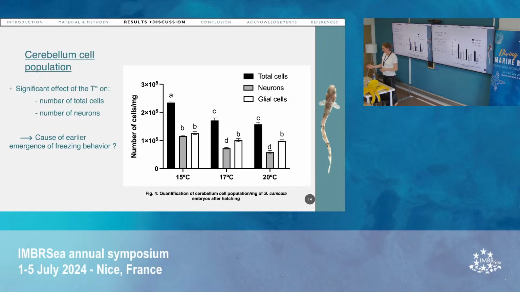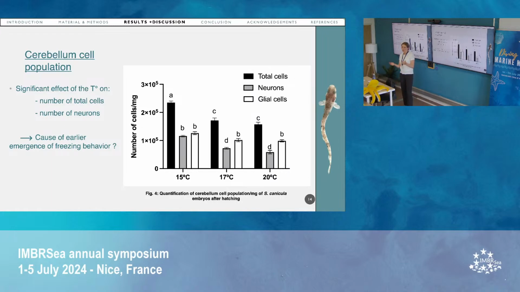However, when we looked at the cerebellum to assess the impact of temperature on the central nervous system, we clearly see that animals incubated at higher temperature, so 17 and 20 degrees, had a significantly lower total number of cells in their cerebellum. It's here, and that can be explained by the decrease of neurons, because the glial cells in white, the non-neuronal cells, remain the same all the time, but there is a decrease in the total number of neurons. Also, there is no difference between 17 and 20 degrees.